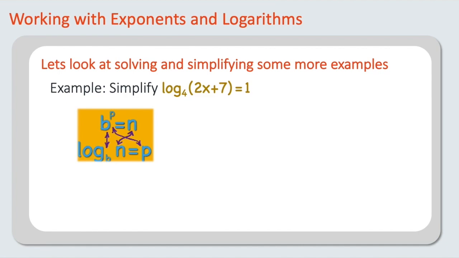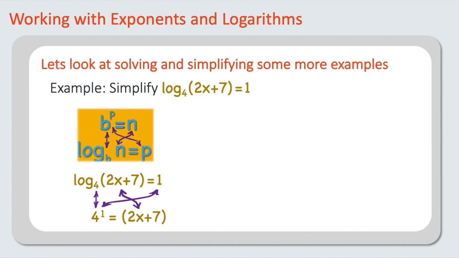The exponential form of the log function is 4 raised to the power of 1 equals bracket open 2 multiplied by x plus 7 bracket closed. Let's make 2x or 2 multiplied by x the subject by rearranging the equation. This gives us 2x is equal to 4 subtract 7, which is minus 3 or negative 3. We can now rearrange again and make x the subject, and we get x is equal to negative 3 divided by 2.